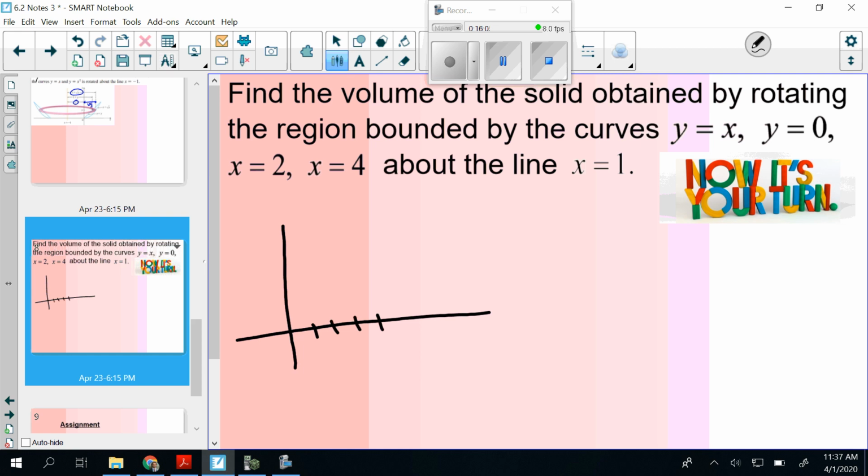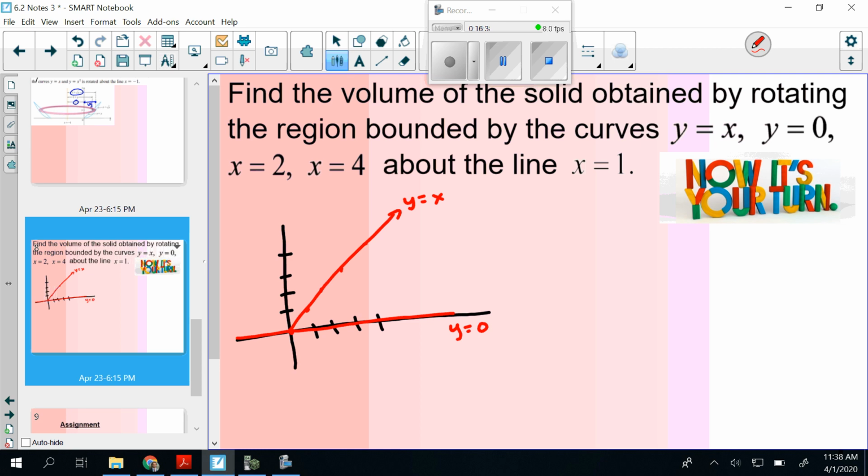So we get the lines y equals x, so that would be a line that has a y-intercept of 0 and a slope of up 1 over 1. So that would look something like this. That's the line y equals x. We got the line y equals 0. That's a horizontal line through 0, so that would be basically that line.